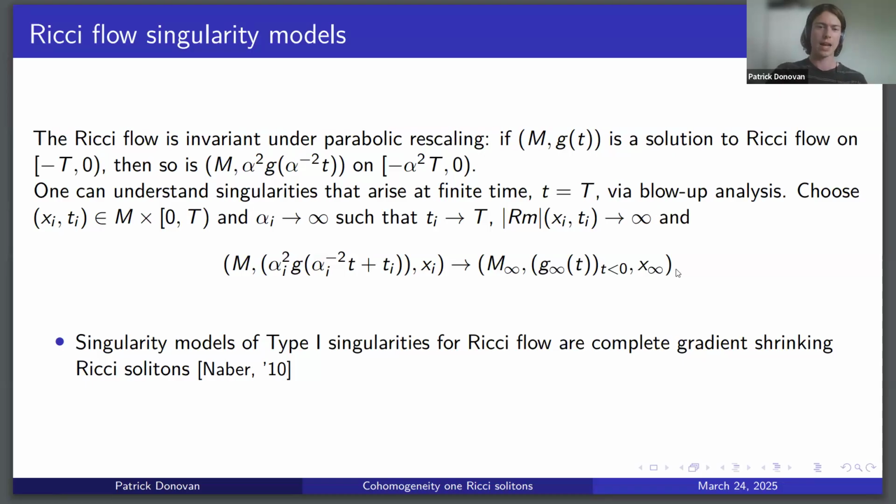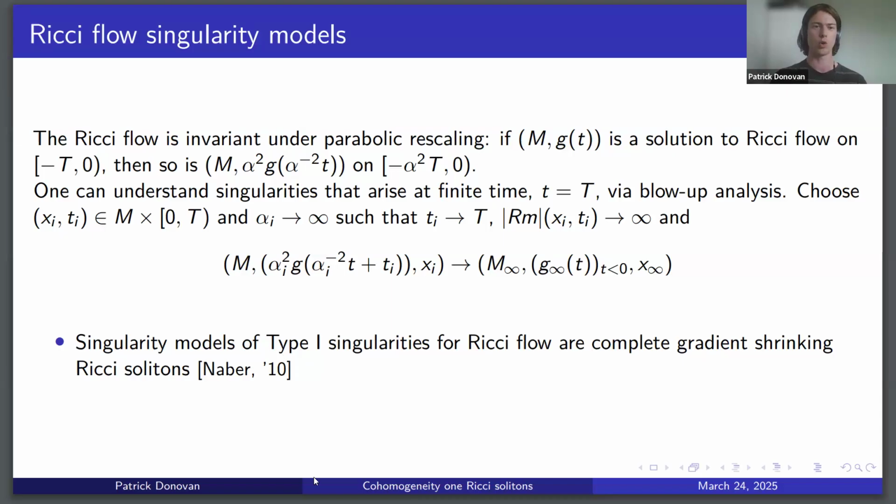We call these ancient solutions, and these ancient solutions to Ricci flow are the correct way to zoom in to what's happening. And understanding what happens to these things, or really what they are, allows us to understand what kind of singularities we can form. Note that if the singularity is of type 1, so the curvature blows up like 1 over T, then I get necessarily complete gradient shrinking Ricci solitons as my singularity models. Okay, so let's focus on that case.